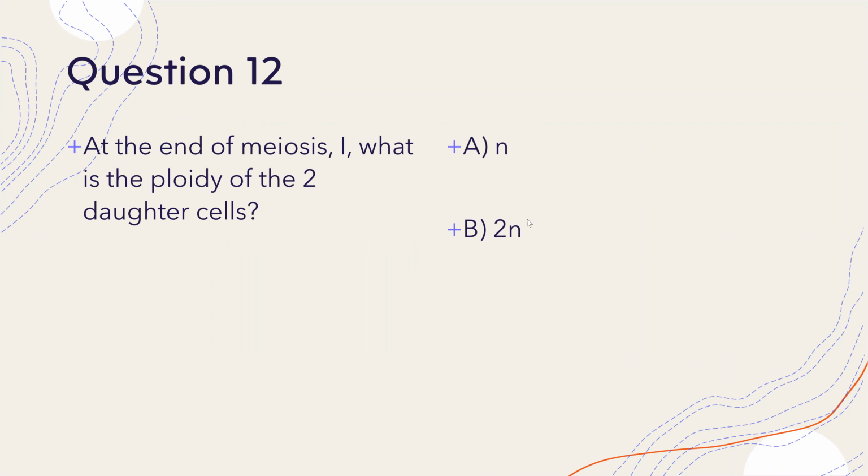2N to 2N occurs only in mitosis, and meiosis 1 goes from 2N to N, since you're splitting the homologous chromosomes and you only end up with 1 copy. And meiosis 2 goes from N to N, because you're splitting sister chromatids, so they have the same genetic material.